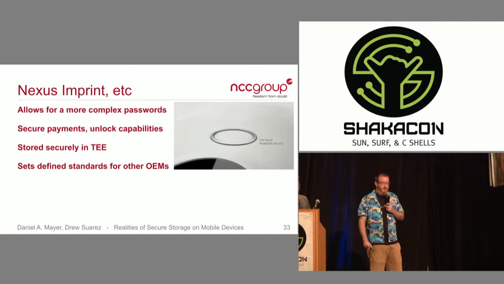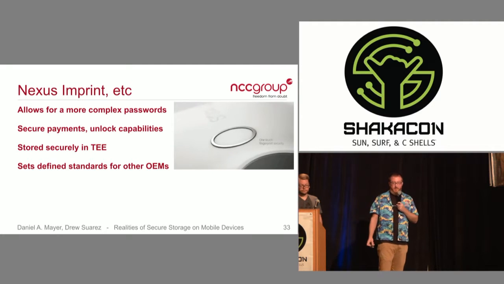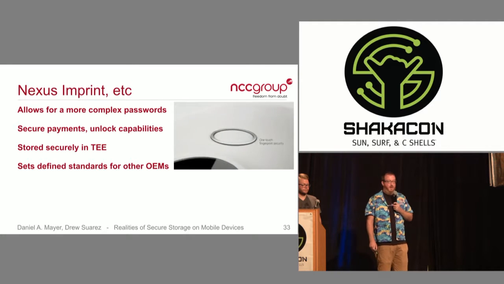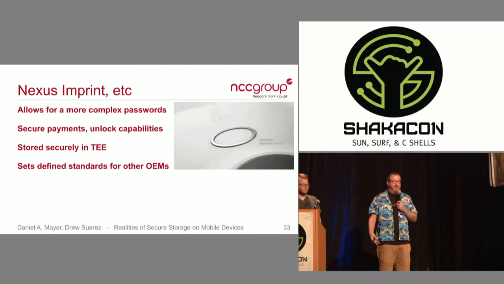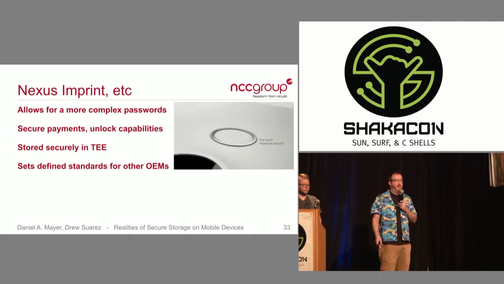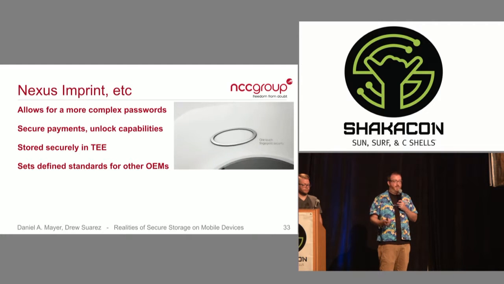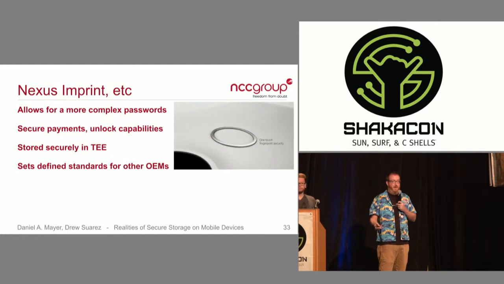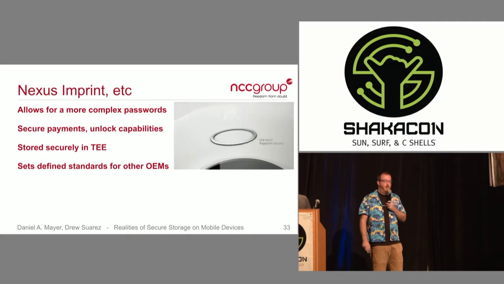And lastly, the Nexus imprint. Similar to what Daniel was talking about with Touch ID, Google officially released their implementation of this, the reference implementation. And OEMs, for years before this, had their own fingerprint unlock style things, like Samsung, for example, had this for a while.